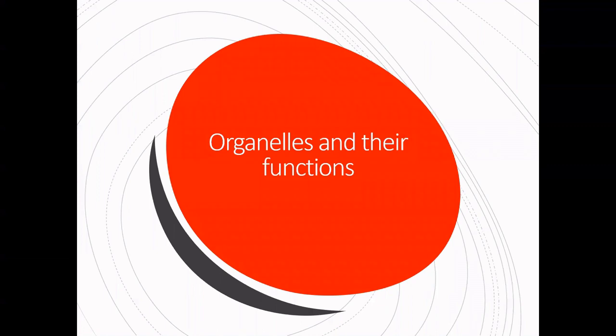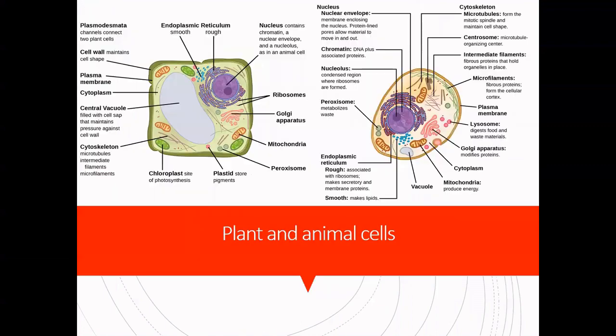So talking about specific organelles and their functions, this is just looking at the difference between plant and animal cells. You can see the central vacuole in the plant cell, which animal cells don't exactly have. You can also see the cell wall and the chloroplasts within it. And then on the animal side, you can see that we don't have the cell wall, and while we have the rest of it, we also don't have chloroplasts.